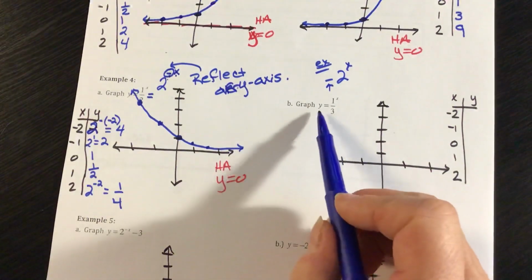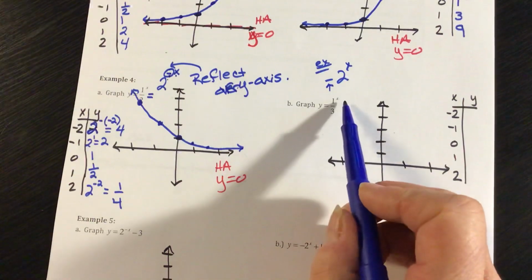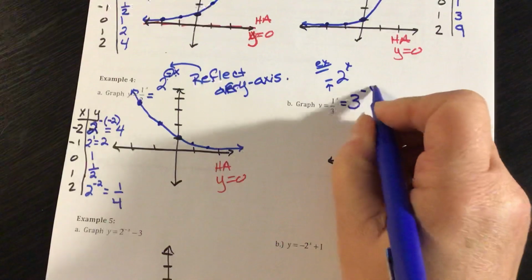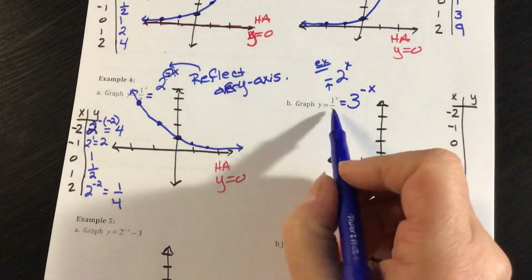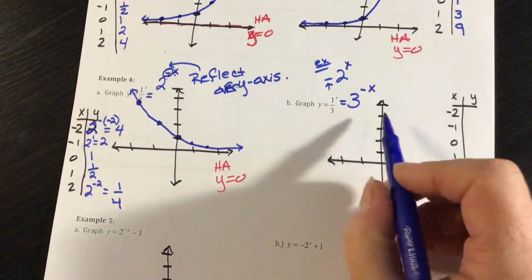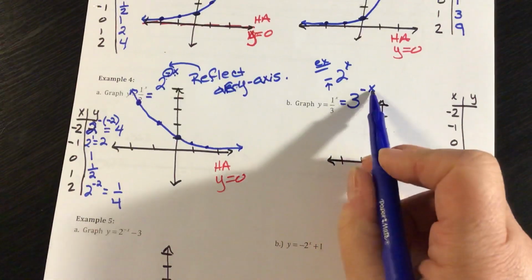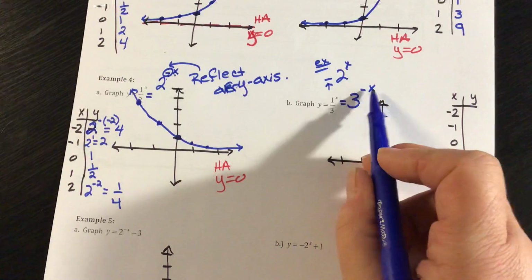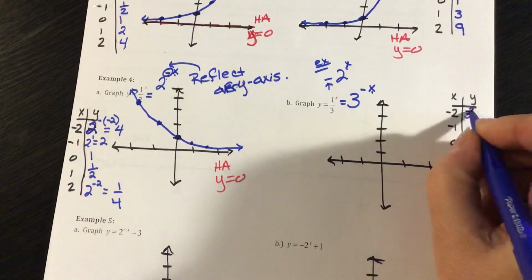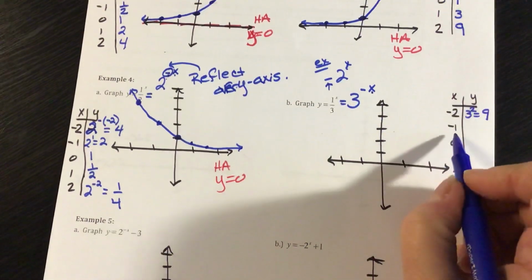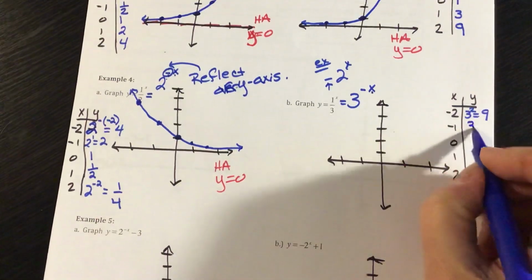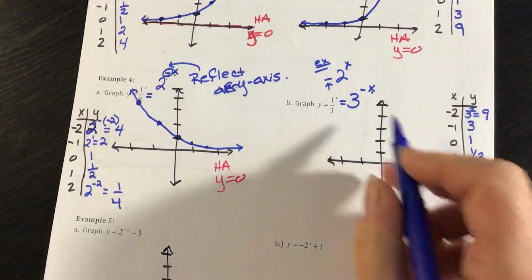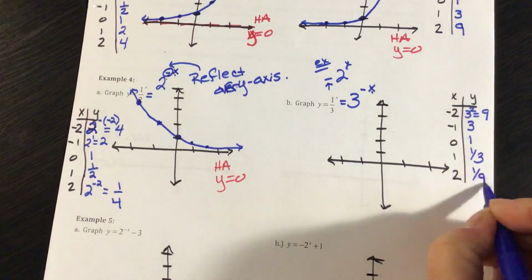So this next one is a graph of 1/3 to the x power. So again, this is 3 to the -x. Okay. And if I put my -2 here, I have 3 to the opposite of -2, so that's 3 squared, which is 9. 3 to the first power is 3, then 1, 1/3, and then 3 to the -2 is 1/9.